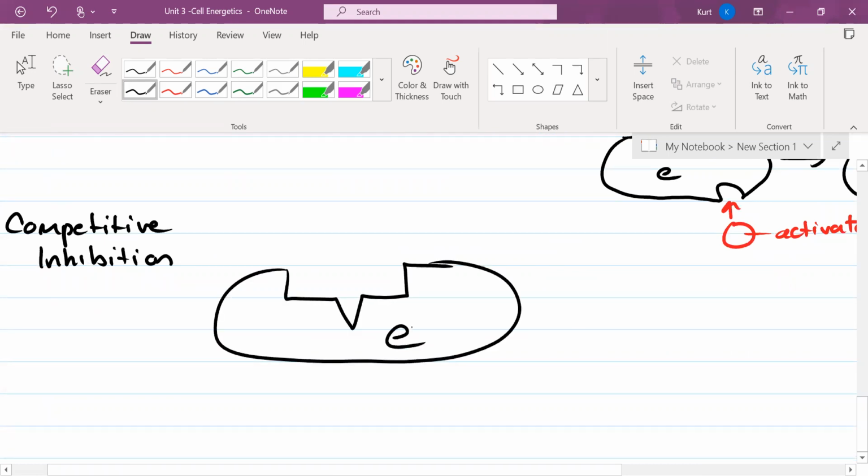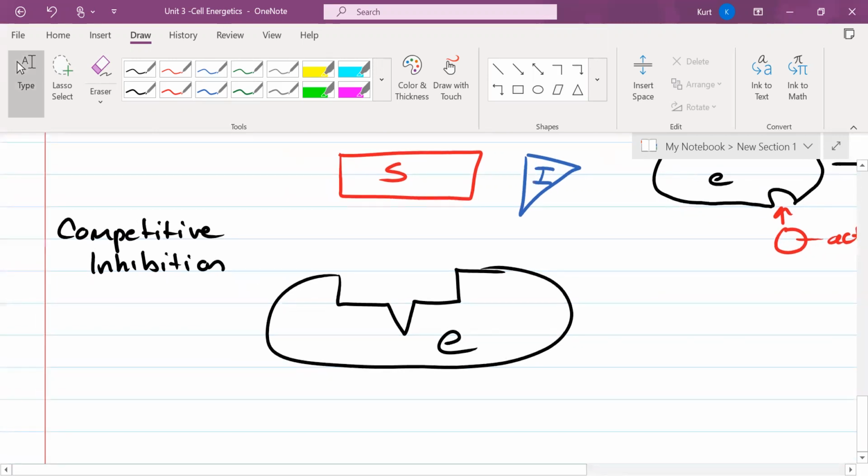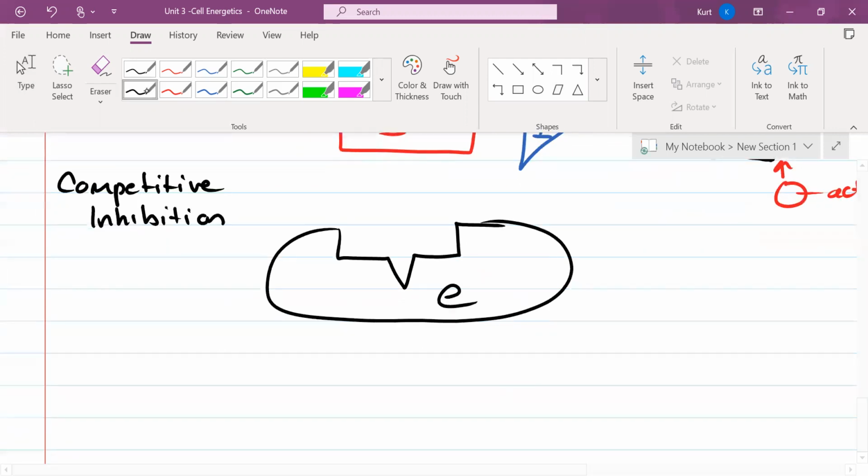Here's an enzyme. Here's a substrate. But here's an inhibitor. You can clearly see the substrate and the inhibitor cannot fit at the same place at the same time. So imagine that the enzyme is the last chair, and the substrate and the inhibitor are the last competing kids for musical chairs. There can only be one. And so they're fighting for that same spot. This is known as competitive inhibition.